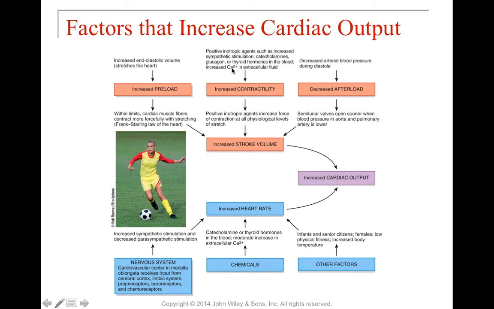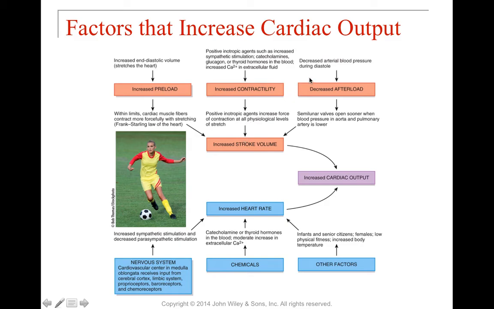We also have several different things that can be related to sympathetic stimulation of the autonomic nervous system. Some things like catecholamines, glucagon, which we talked about when we were talking about glucose synthesis and digestion, thyroid hormones we talked about during the endocrine system, and also the increase of calcium in the extracellular fluid. Remember, we talked about how calcium is super important in changing the membrane's action potential, or in creating that action potential by depolarizing the membrane. Again, that's going to cause an increase in contractility.